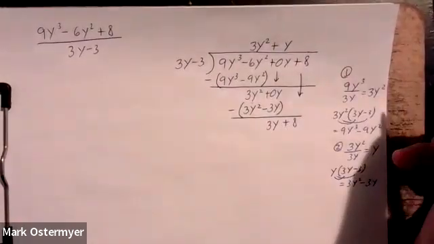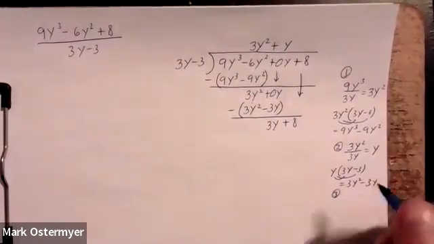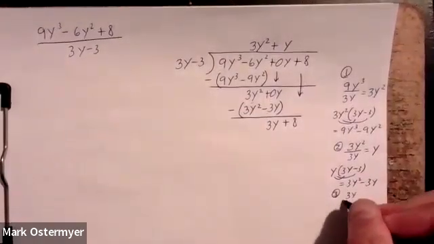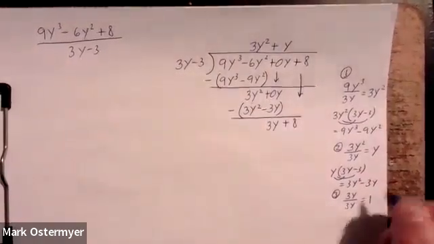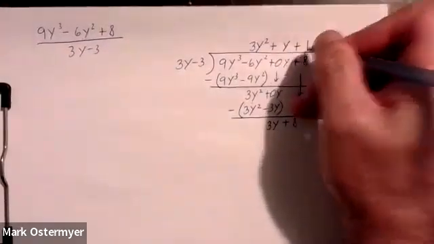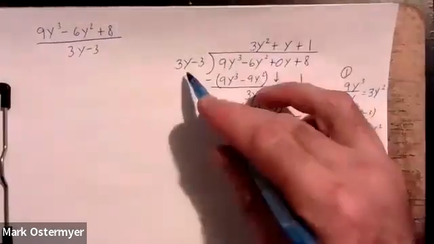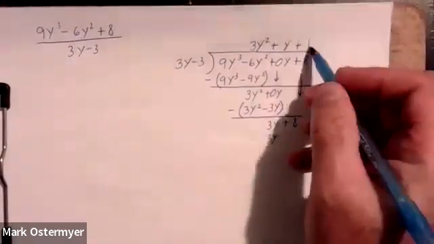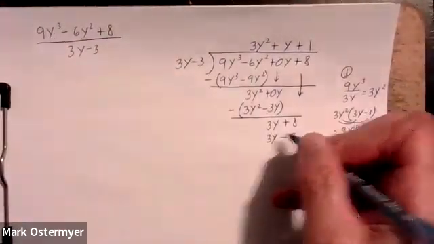Round 3 of division. We ask ourselves, how many times does 3y divide into 3y? Well, 3y divides into itself one time. 1 now gets multiplied by the divisor. 1 times 3y is 3y. 1 times negative 3 is negative 3.